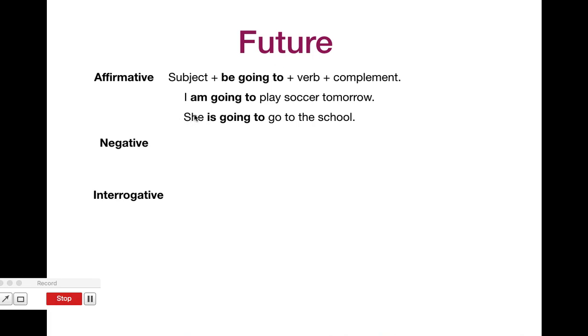Next one, she. If I'm talking about the word she, I have to use is. She is. Then going to and go. Now remember, going to no se refiere a ir. Remember, this is to speak in future only. Es como decir voy a, pero no de trasladarse, sino de hablar en futuro. So, she is going to go. Si voy a hablar de trasladarme, aquí es donde pongo el go. Okay? That's the idea. Now, let's talk about the negative form. This is subject be not, going to, and the verb.